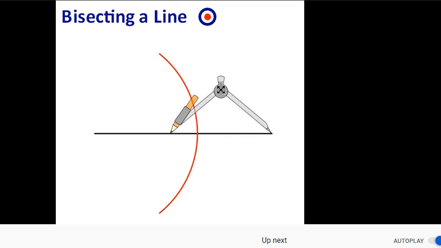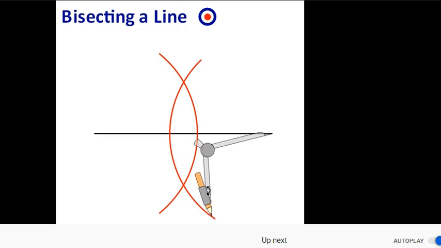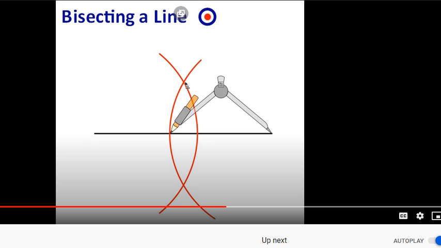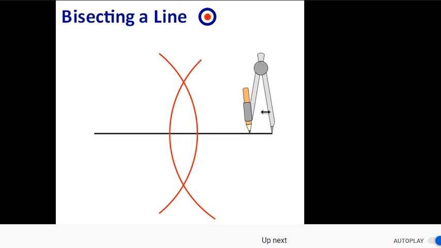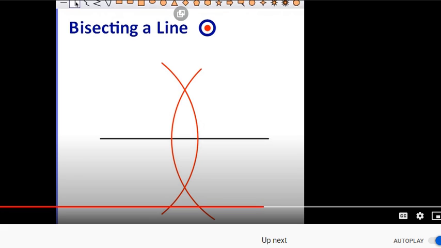Look, I will keep the compass on the other end of the line, and the distance should remain between the pencil and the compass's other end, and draw the arc the same way from the upward direction to the downward direction. And you will observe that this will make an intersection at 2 points. It will intersect the line at the 2 points, upward and downward. Okay, so these are the two intersection points.